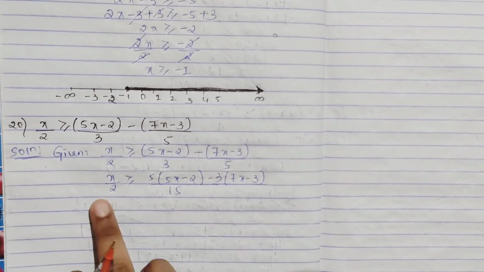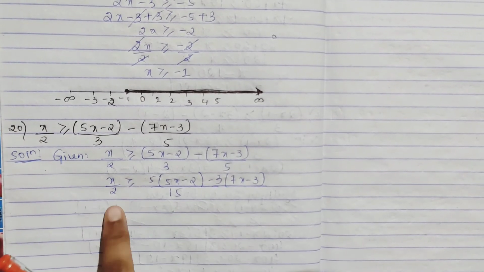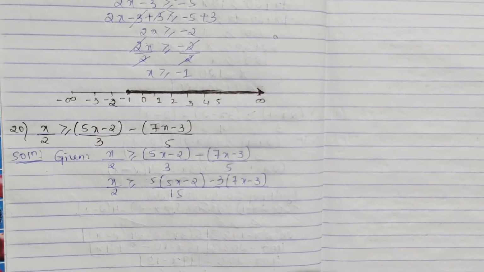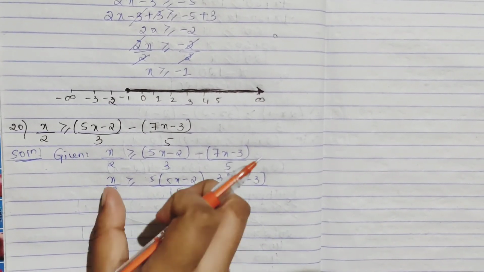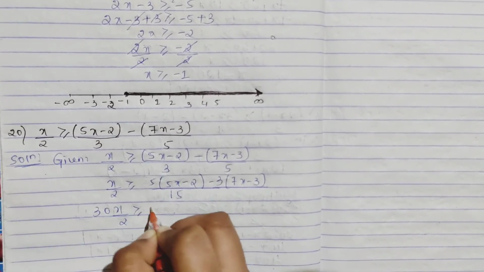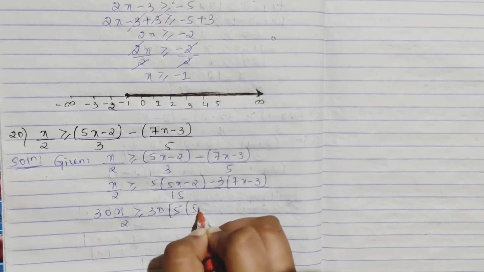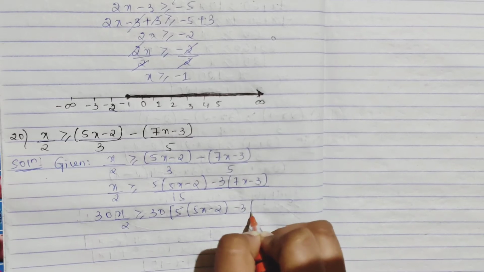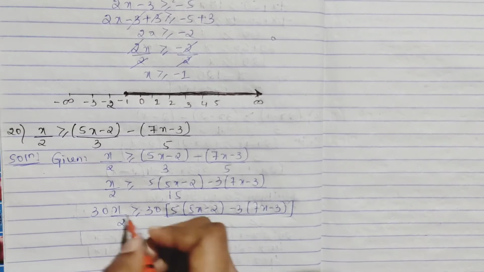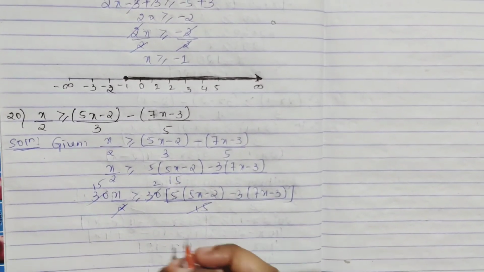So we have to go for our LCM, that is the least common multiple, and this least common multiple will probably be 30, because 30 comes in 2 also, 15 also, right? So multiply 30 on both the sides. So here you will be having 5 into 5x minus 2 minus 3 of 7x minus 3, all divided by 15. So you have 2, 15, 15, see, you have got your whole number.